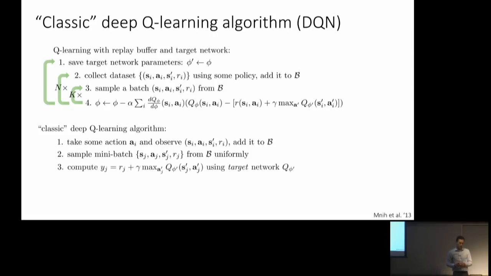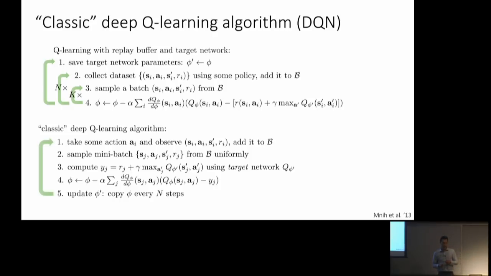Then you're going to compute target values for each of the samples in that mini batch using your target network Q phi prime. Not using Q phi, but using Q phi prime. And then you'll compute a gradient to regress from Q phi(s_j, a_j) onto y_j, and average this gradient over all the samples in your batch. And then you'll update phi prime by copying phi into phi prime every n steps, where n might be like 10,000 or so. And then you repeat.